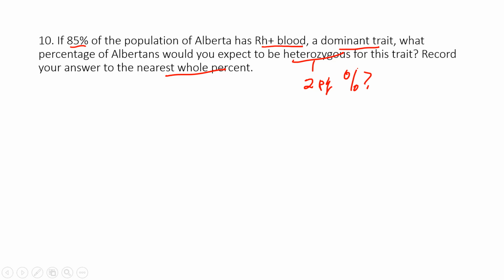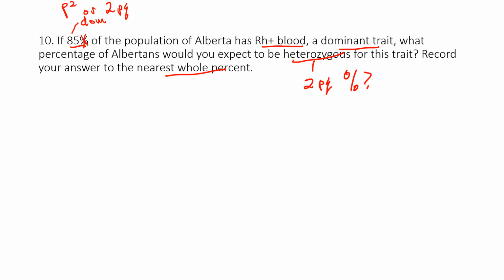Now the trick of this question is that they're giving you what the dominant percentage is. So that's the dominant, but we know we can't use that because out of that 85%, some of these are going to be P squared, homodominant, or some of them could be 2PQ and they will still represent as the positive. So because there's two possibilities, we can't use that 85%.